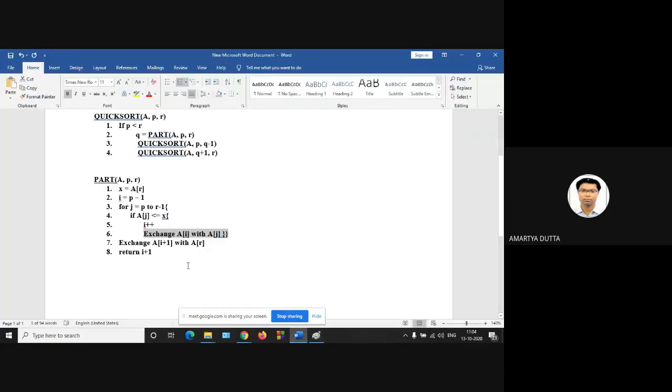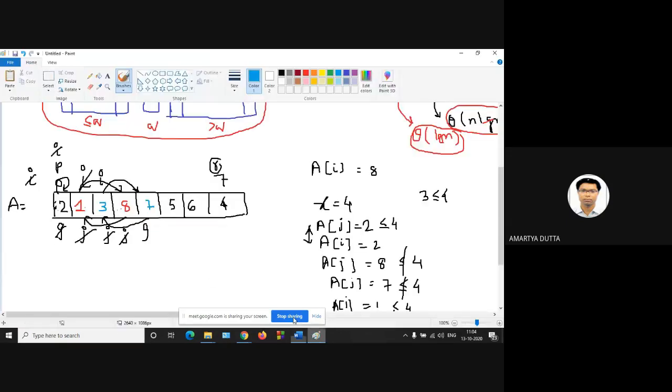Now for j is equal to p, increase the value of j. So j now will be at this position. Now 5 is less than or equal to 4? No, sir, it is false. So increase the value of j.